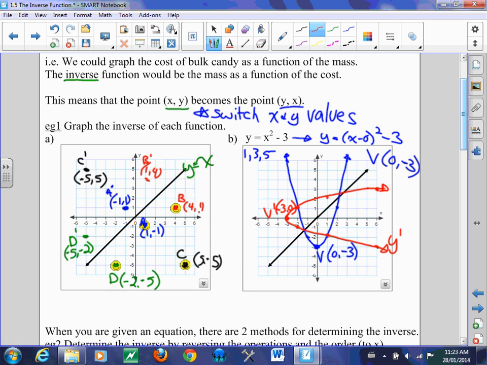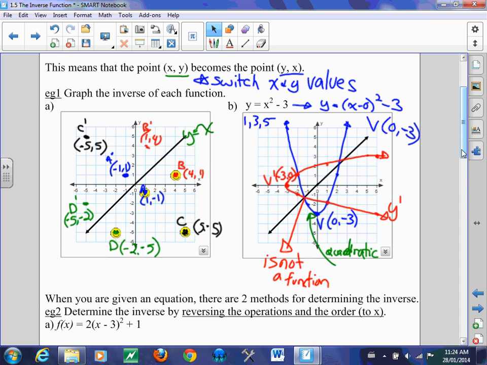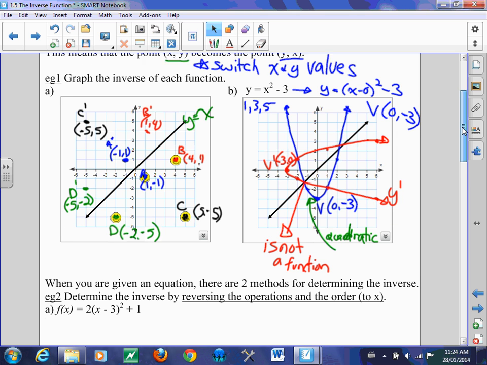Now we don't always have to graph it. We're going to learn two methods down below where, when we're given the equation, you don't have to graph it in order to find it, because sometimes this can be quite complicated. The one thing I want to point out here, folks, is that although the quadratic that we started with was a function, when we do the inverse, what do we notice? That it is not a function. Why? Because it would not pass the vertical line test. So the inverse of a quadratic will not be a function.